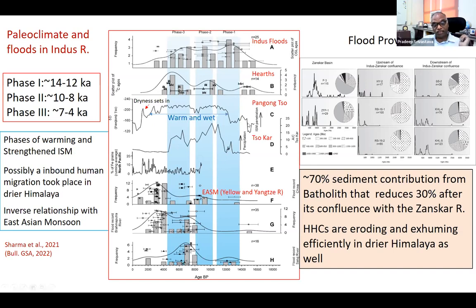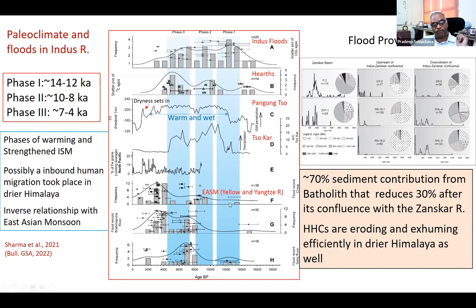You can see here the Pangong Tso data from the Chinese side. This is basically deuterium of leaf wax. This leaf wax data suggests that just around 12 ka or so, the Indian summer monsoon contribution to Lake Pangong Tso increased, and that is when the flood frequencies were also higher. This indicates that floods in the Indus, at least in the upper catchment of the Indus, are controlled by the Indian summer monsoon. And that is when the inbound human migration probably also took place.